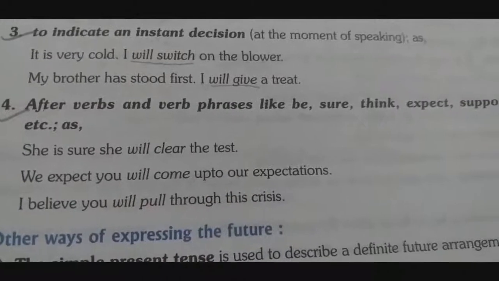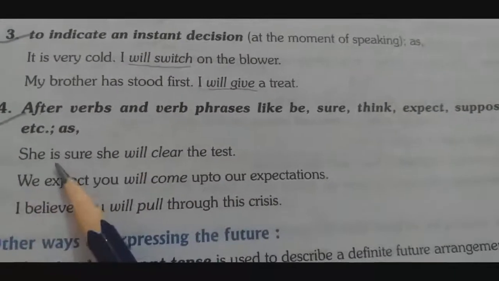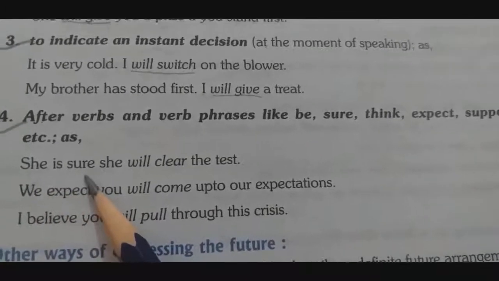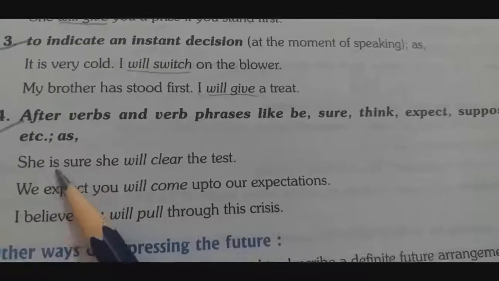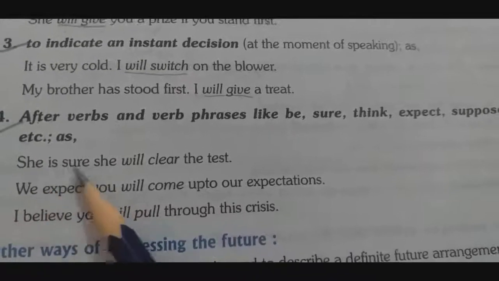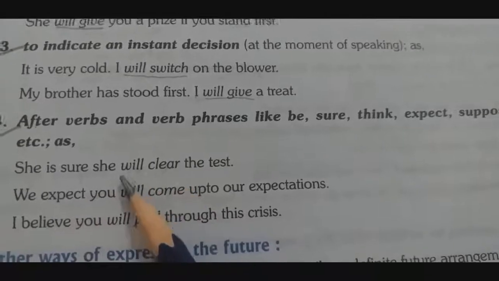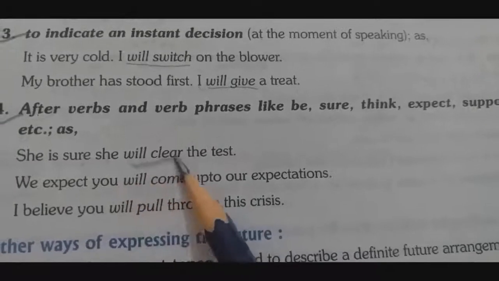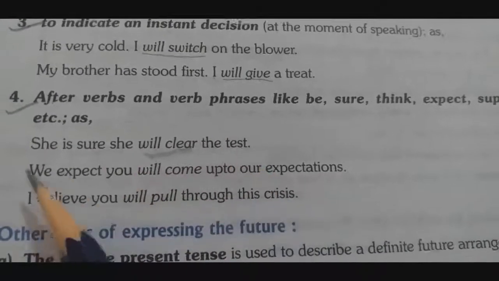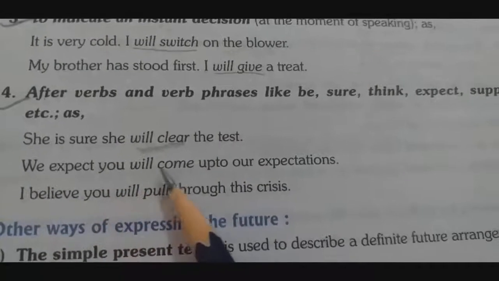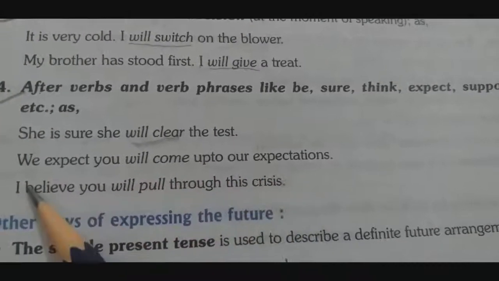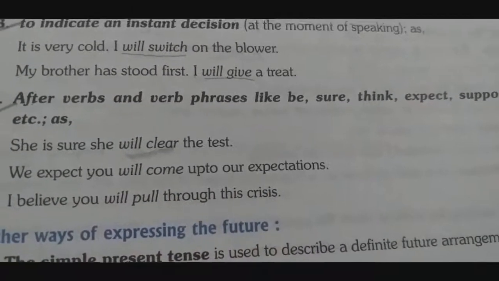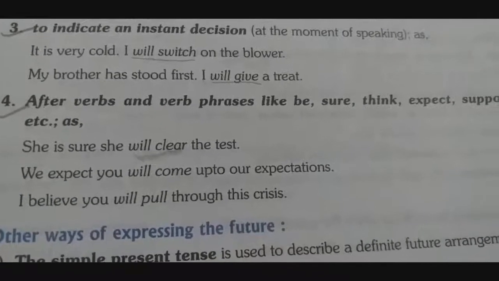So here we are using the verb is. She is sure. And here the phrase is sure. She is sure she will clear. Now here will clear shows the future tense. Will clear the test. Similarly, we expect you will come up to our expectations. We expect you will come up to our expectations.